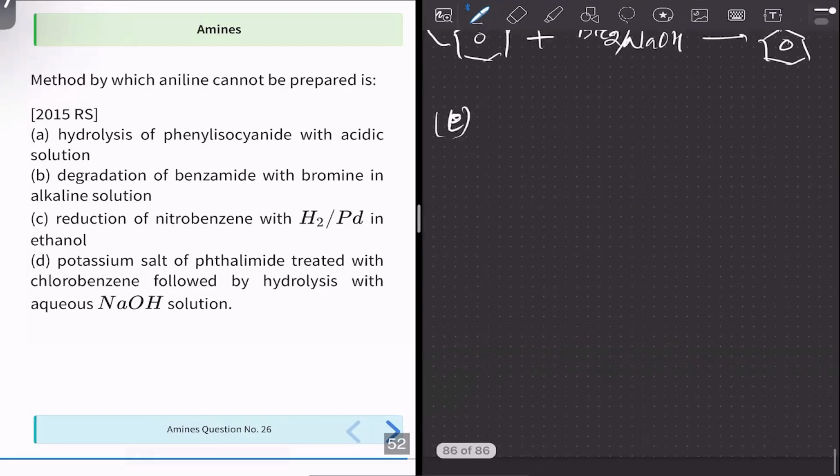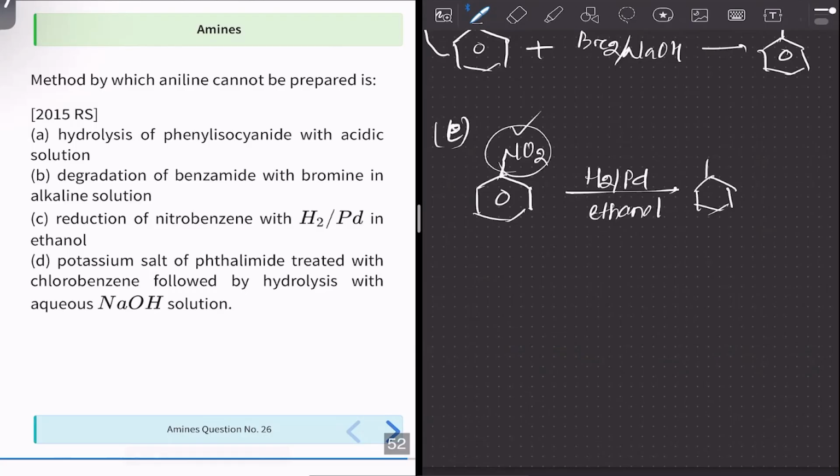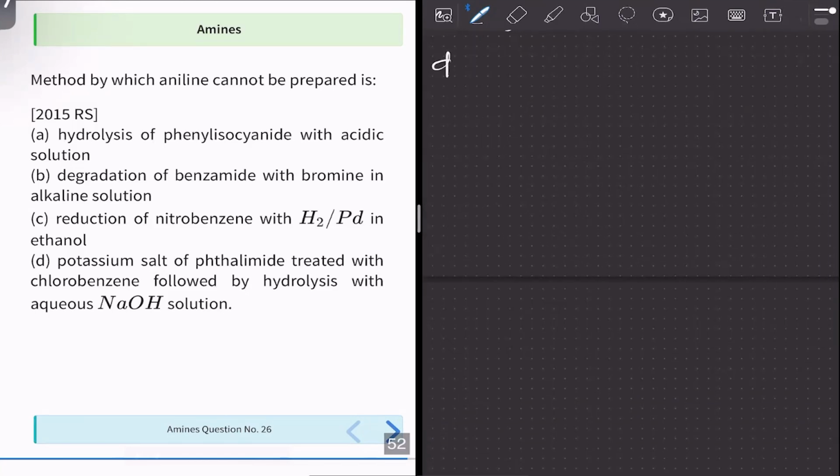Reduction of nitrobenzene with H2 and palladium. Let's draw nitrobenzene. It is nitrobenzene. It reacts with hydrogen and palladium to give, okay, hydrogen and palladium will reduce NO2 to NH2. Okay, so option C or reaction C is also producing aniline. So the only option left is D, and it will be the incorrect option.